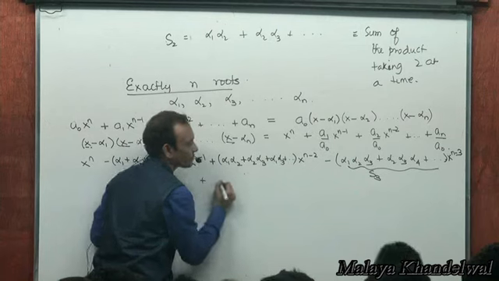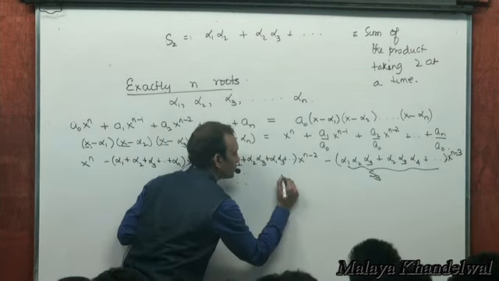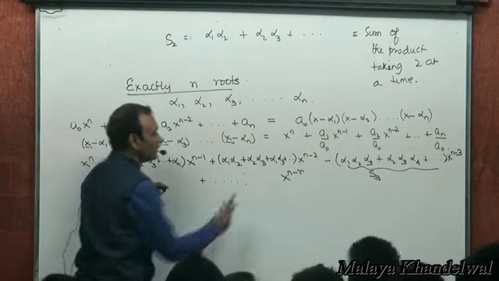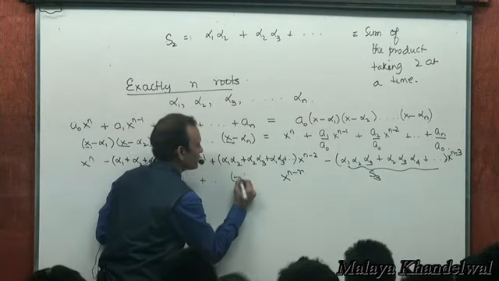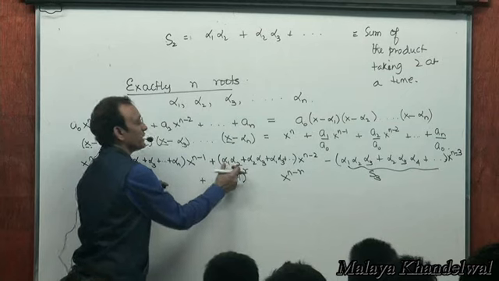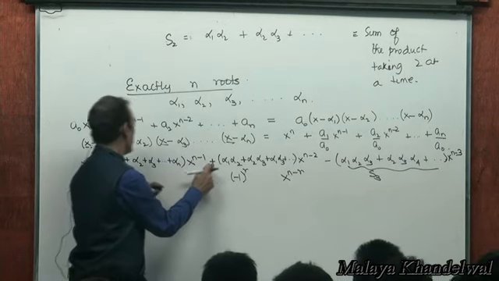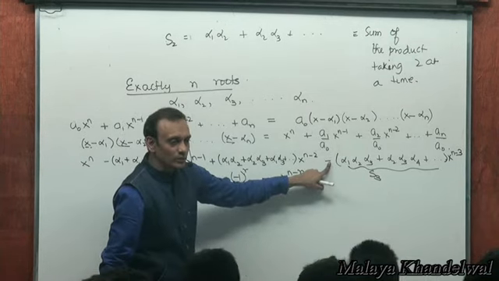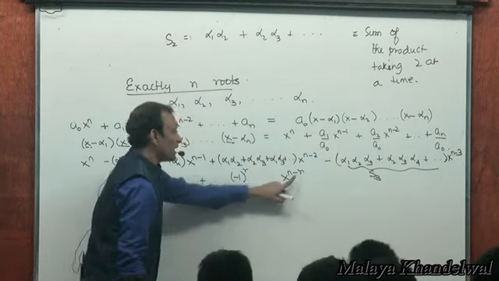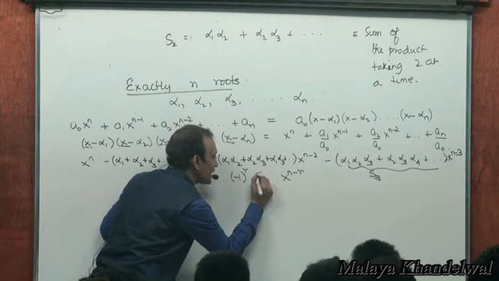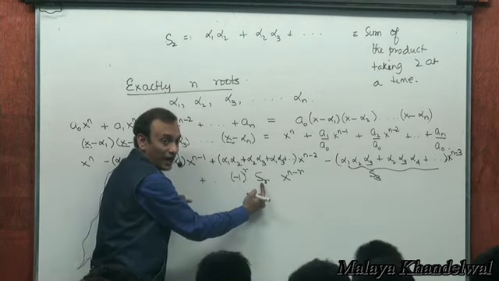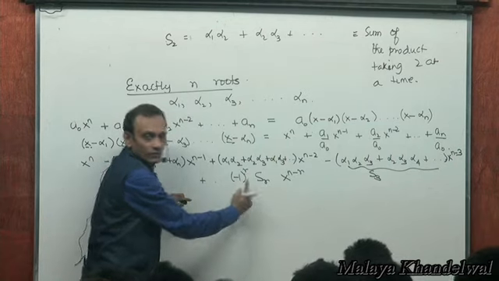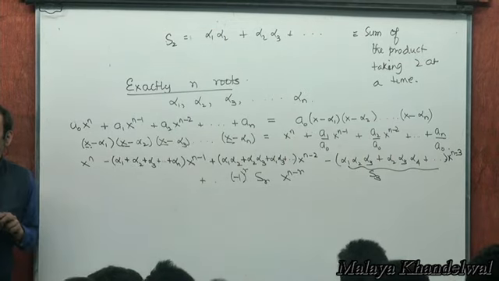And going this way, eventually, if I have a term like x^(n-r), then this will be accompanied with minus 1 to power r. See, taking 2 at a time would be minus 1 to power 2. Taking 1 at a time would be minus 1 to power 1. Taking 3 at a time is minus 1 to power 3. So taking r at a time, Sr, the sum of the product taking r at a time, nCr terms in this, minus 1 to power r. Yes or no?